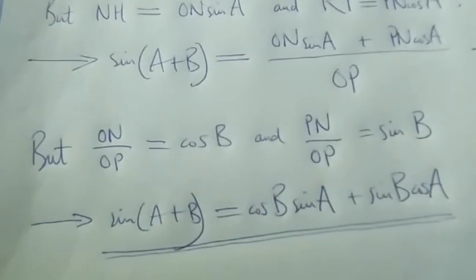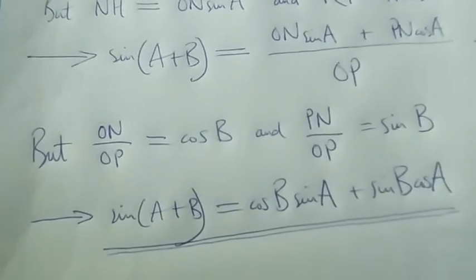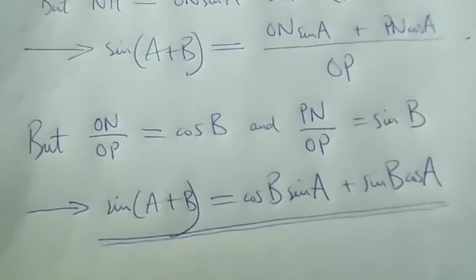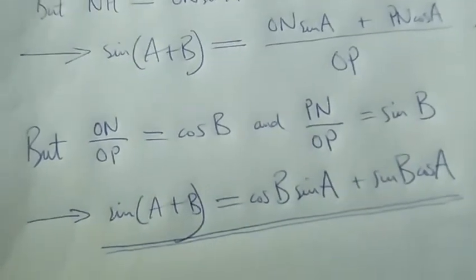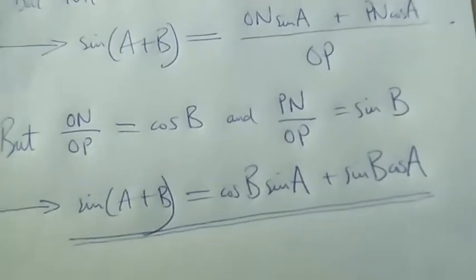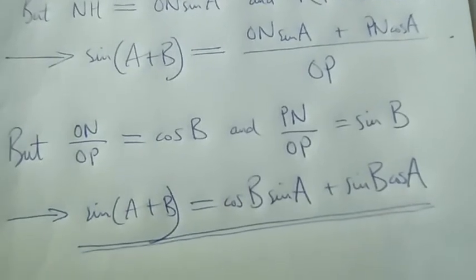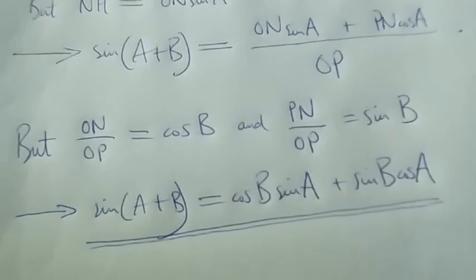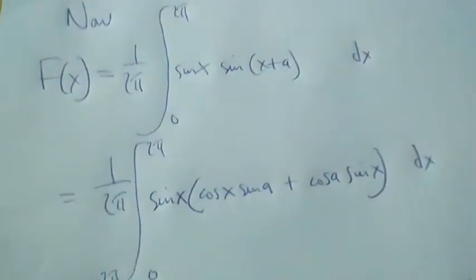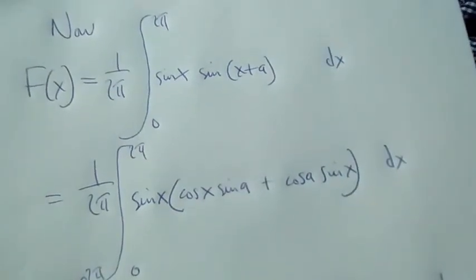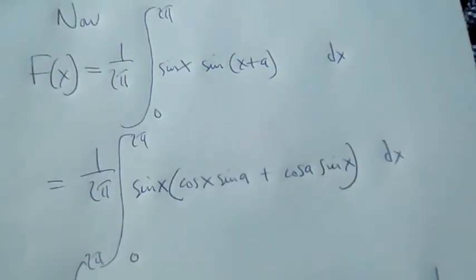But on over op is equal to cos b, and pn over op is equal to sine b, and therefore sine a plus b is equal to cos b sine a plus sine b cos a. Now we can rewrite big F of x as follows.